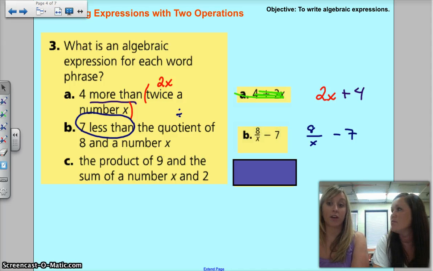Man, we're good. We are good. That 8's not struggling. Okay, all right, number C.